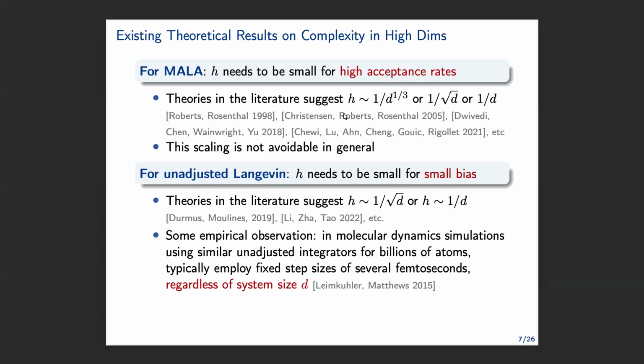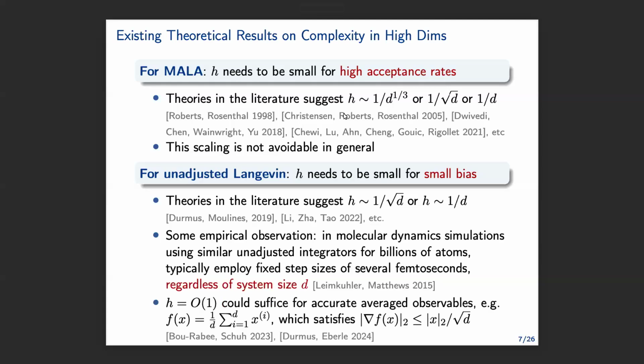Once it is stable, they don't see blow-ups, and people just use this, no matter how large D is. So even as D increases, we keep the step size that makes the system stable. This seems to contradict all the existing theory, because existing theory says that if you don't decrease the step size with respect to D, then you may get large errors, and so it may not be reliable.